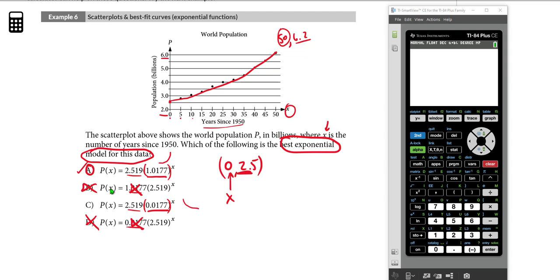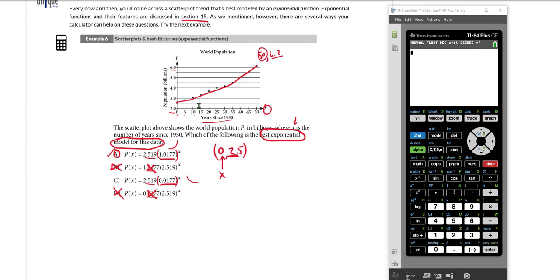So again, lots of different ways you could go about a question like example 6. You could graph. You could plug in some points from the graph given into the answer choices. You could use what you know about exponential functions. These types of questions, exponential function curves of best fit, are not all that common, but now you know you have a few options. That is it for scatter plots.